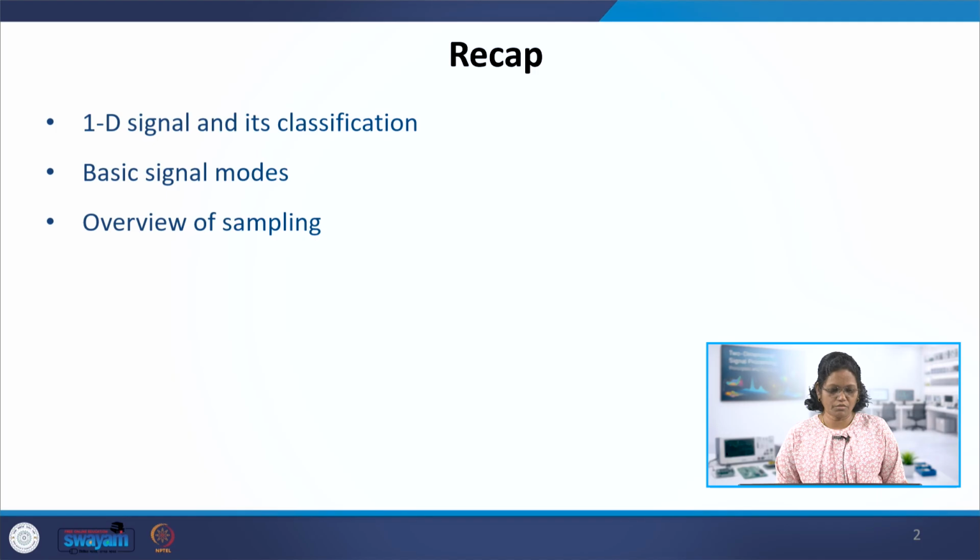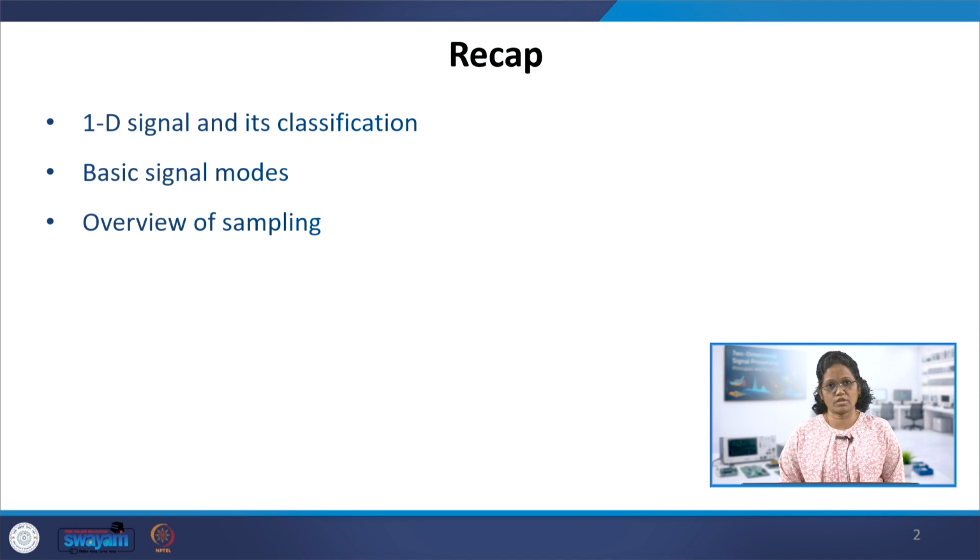In the recap, we have done the 1D signal, the signal definitions and its classification, different types of signals, and the basic signal models. We also discussed the signal models in continuous time and in discrete time, and then an overview of the sampling process, how it helps to get the discrete sequences, and how you fix the sampling frequency for a particular signal. We will also explore 1D sampling in detail with the spectrum, and how we filter it to get the base spectrum only, in the coming lectures.